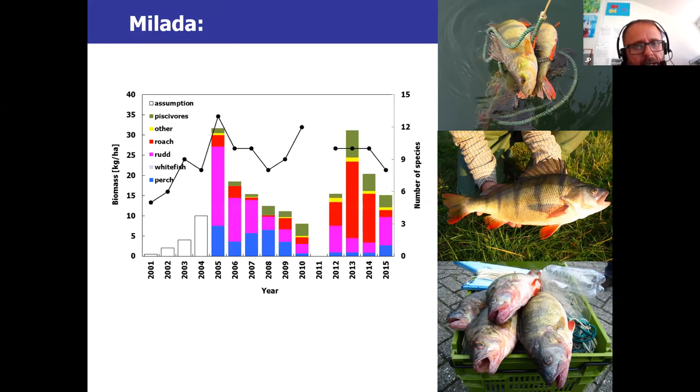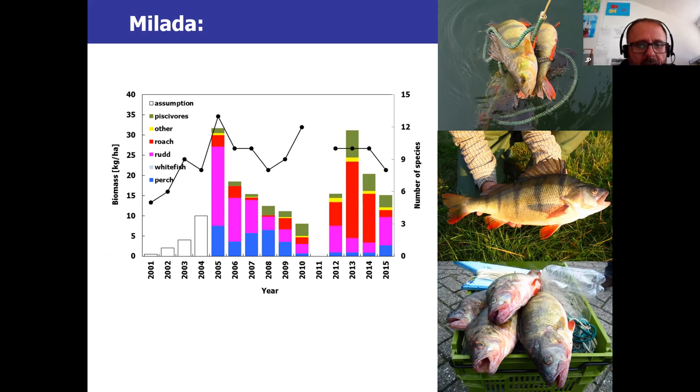What happened? Most probably because the perch is a very littoral species. On the other hand, the cyprinids, mainly roach, but to some part rudd as well, are in larger sizes pelagic. So for the piscivores, it is much easier to focus on littoral fish species, I mean the perch, than on the fish species living in pelagic habitats like the roach and rudd.